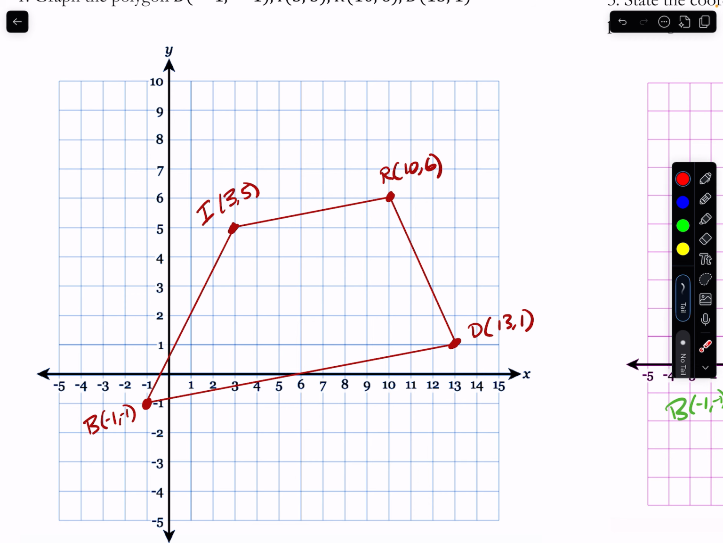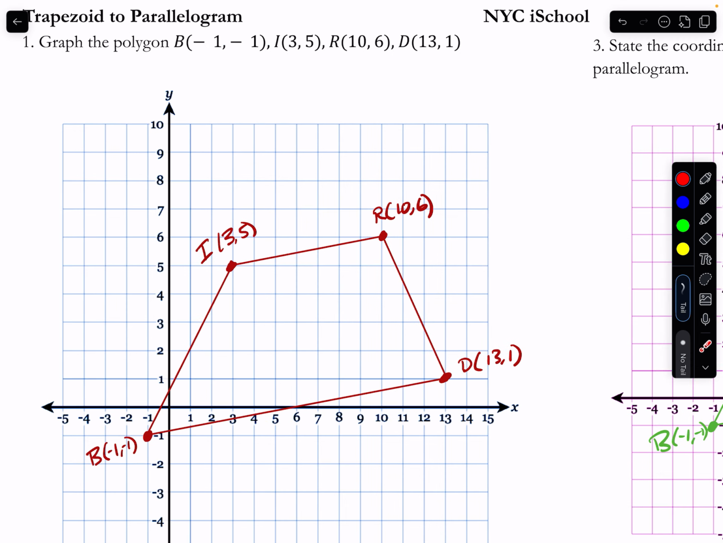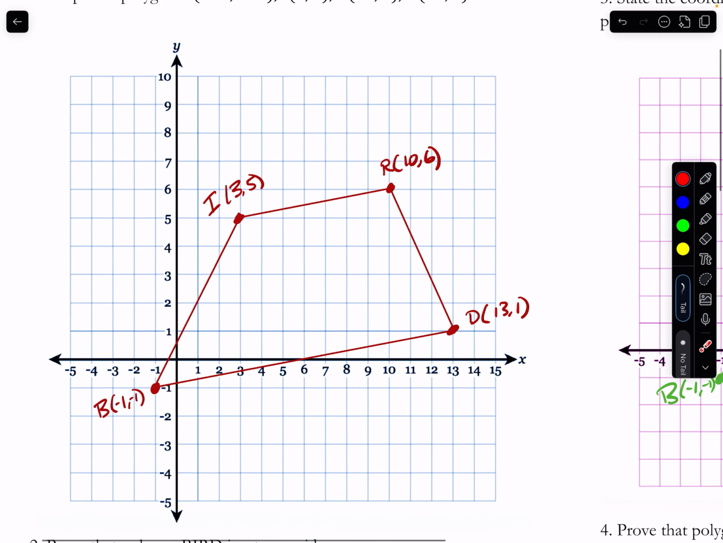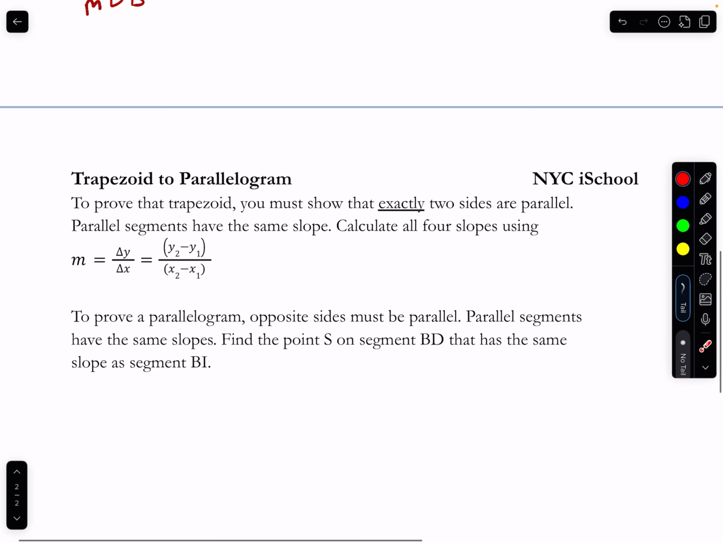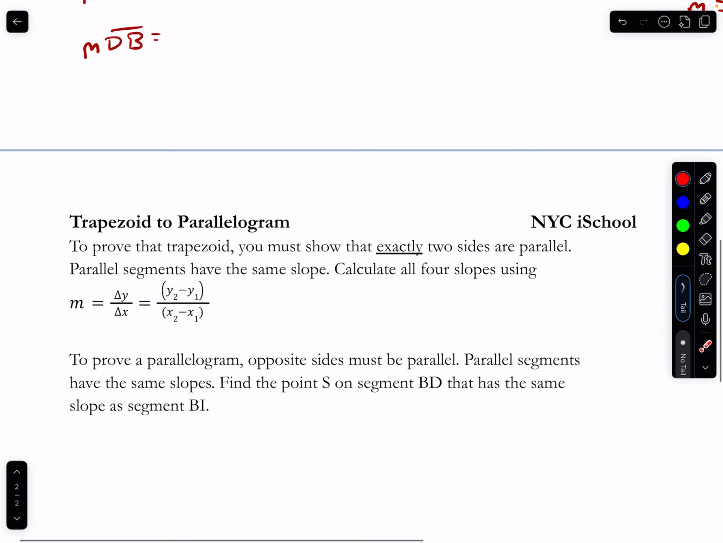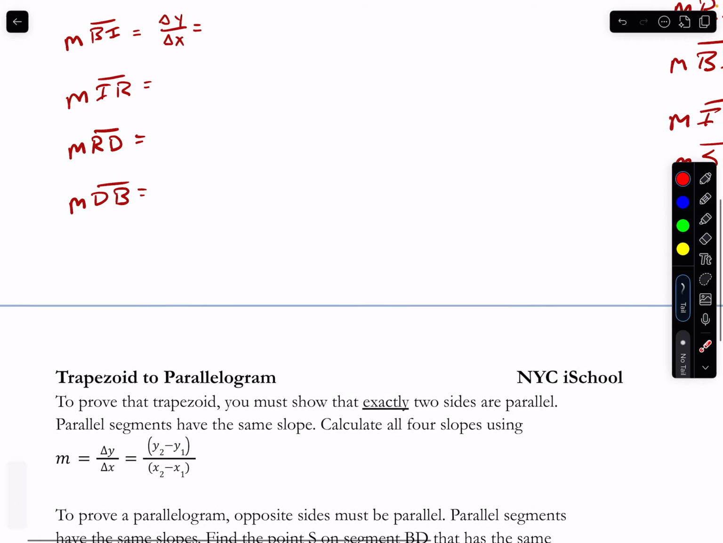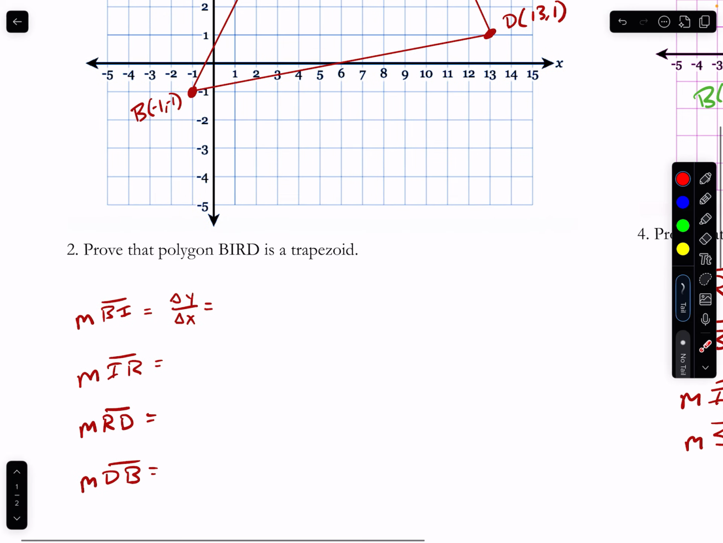All right, so the first step is we've got this polygon that's graphed, BIRD, and what we want to do is prove that this polygon BIRD is a trapezoid. On the back of the sheet, you can see, to prove that something is a trapezoid, you must show exactly two sides are parallel, and parallel segments have the same slope. So we're going to calculate all four slopes here.